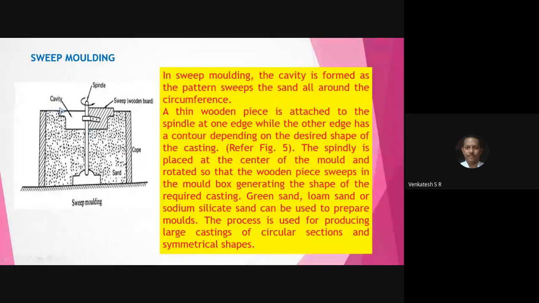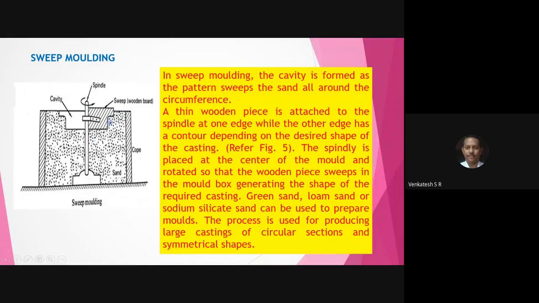So if you require a circular hole in the mold cavity, this is called sweep molding. The name itself indicates a sweep board is used in this. This is the base, which is made of cast iron or sometimes aluminum. And at the center you have the spindle. On the spindle you have a sweep.